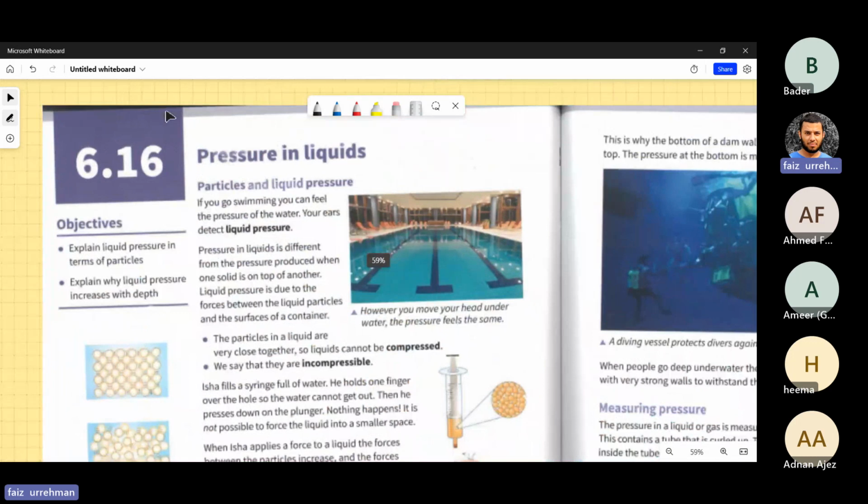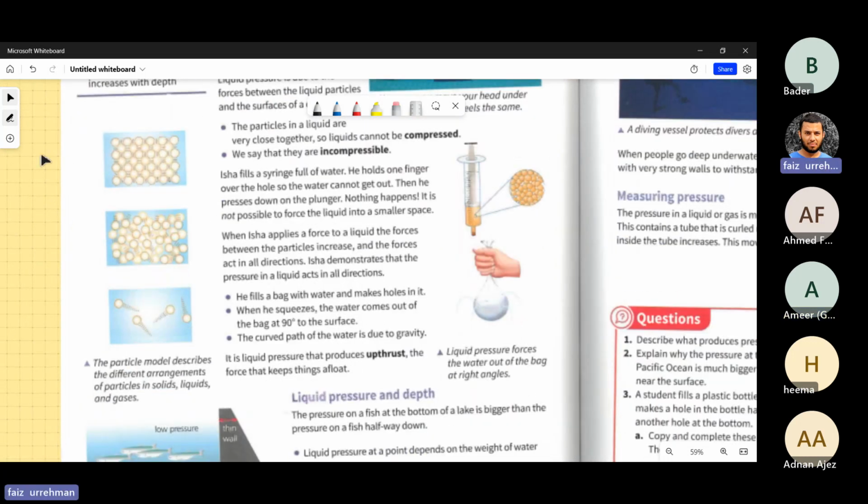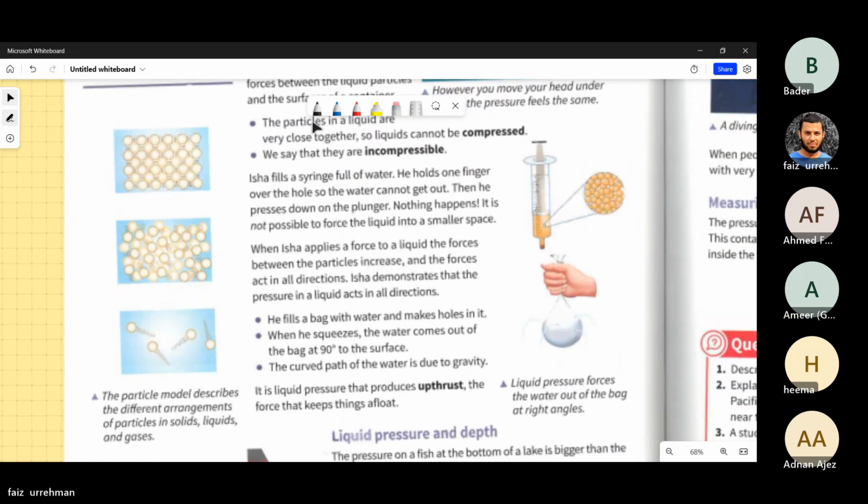Okay, pressure in liquids. So these are the three different structures of matter. And you see the molecule movement here, the arrangement. The solid, the molecules are tightly packed. In liquid, they can move a little bit. Like in liquid, they can vibrate here and there, or even move. But in gas, the particles are so far away from each other.